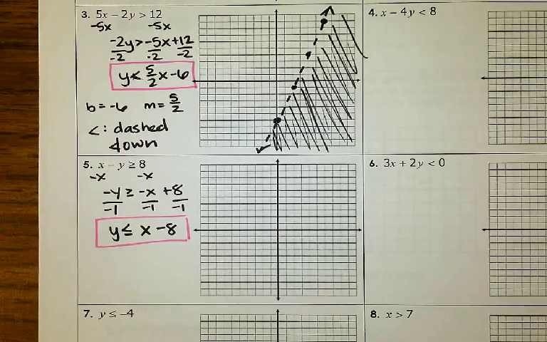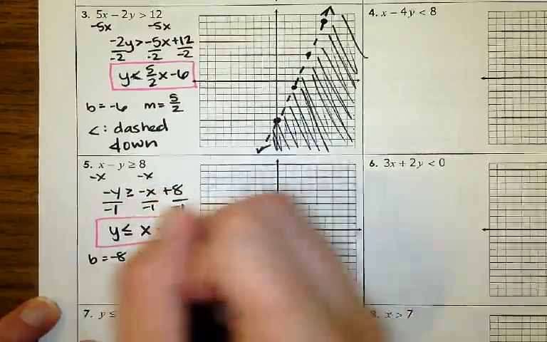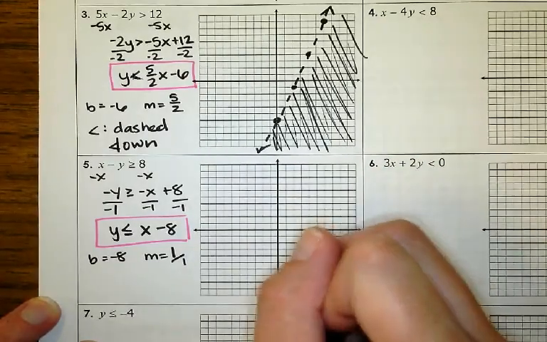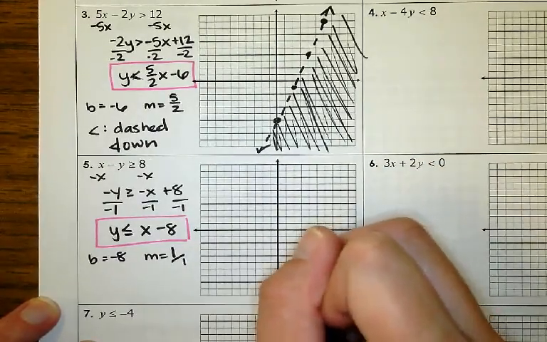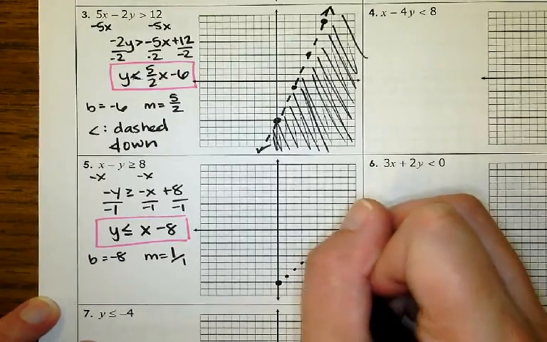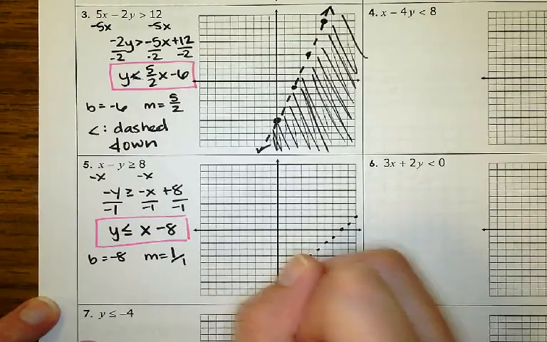Alright. Now what is my b? It's negative 8. And my slope is 1 or 1 over 1. So I'm going to go up. Oh man. When you have a 1 slope, you go up 1 over 1. You have so many dots you can make when you have a 1 slope. Yikes. Alright. You don't have to do that many. I'm just showing you can, right?